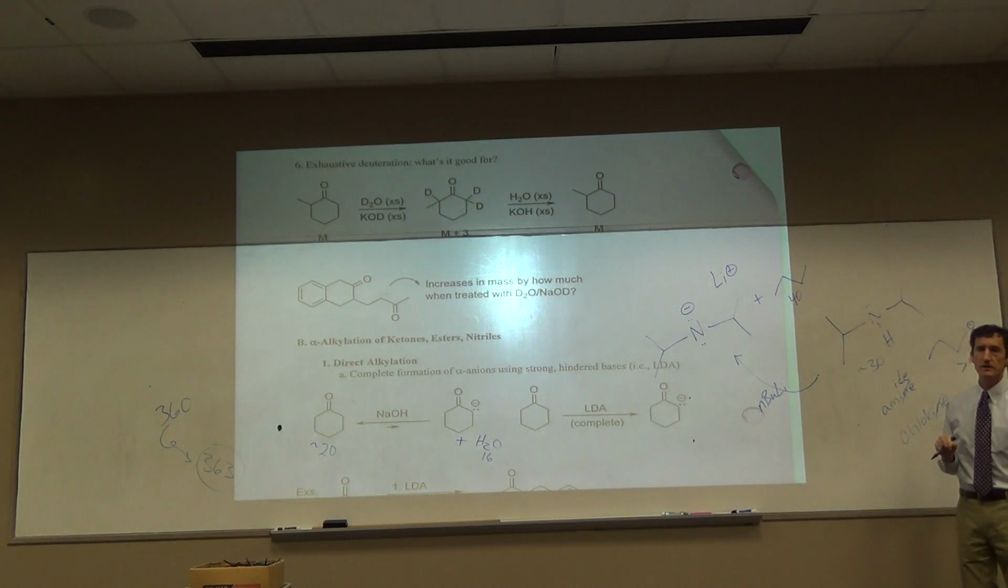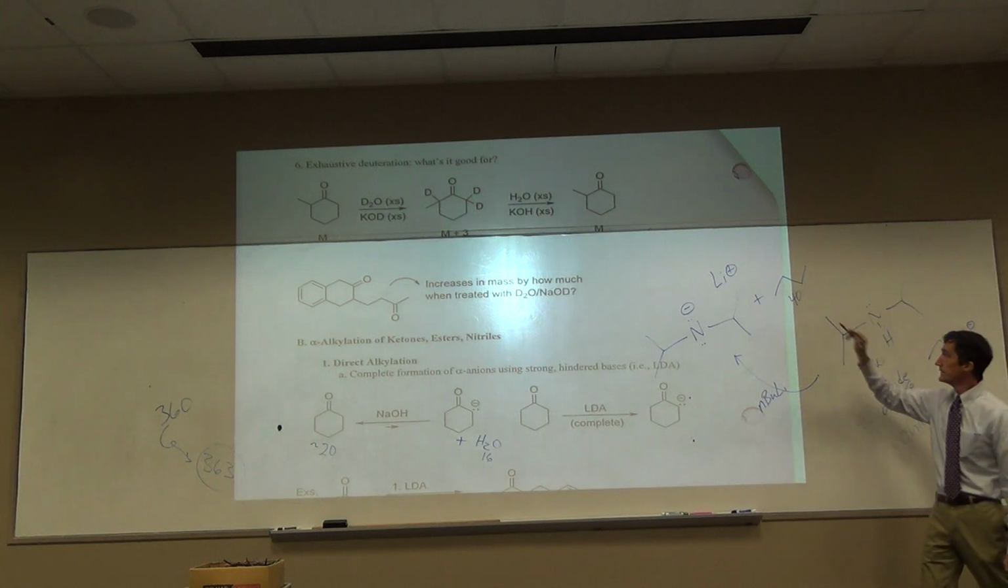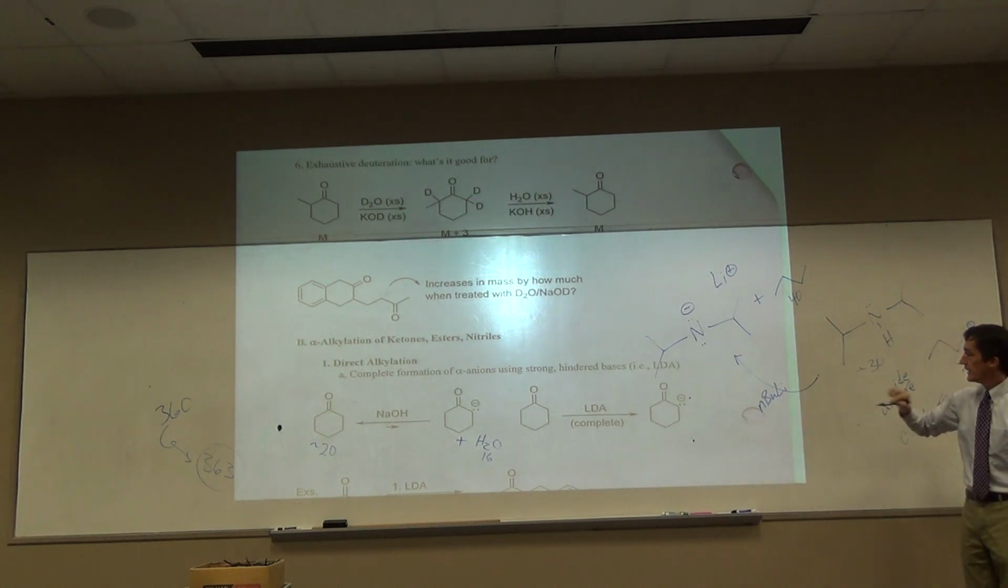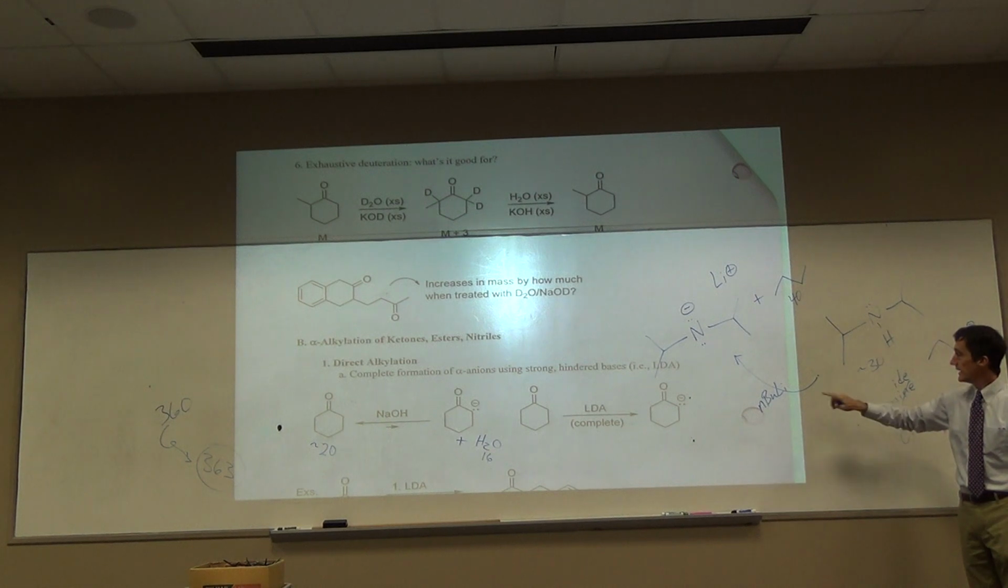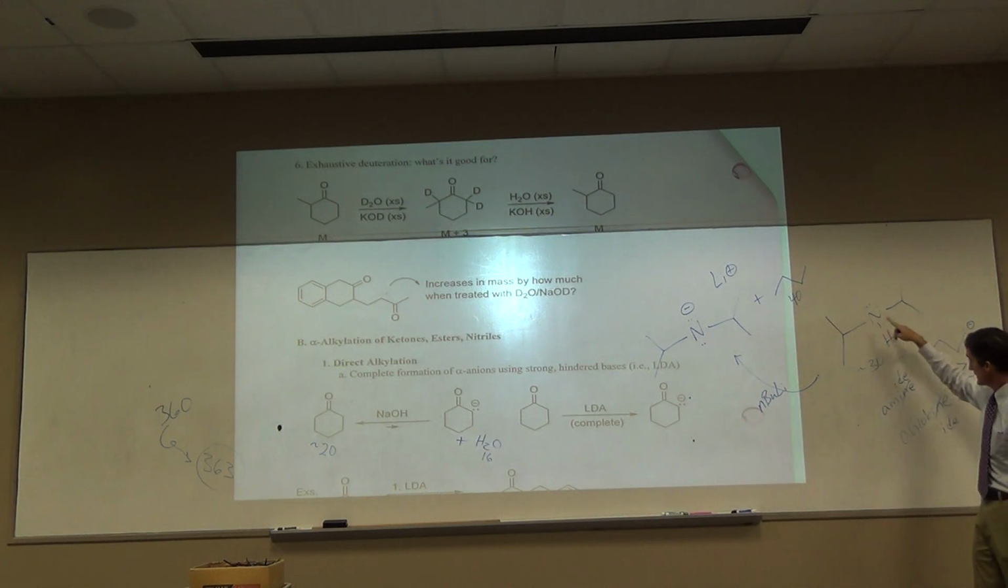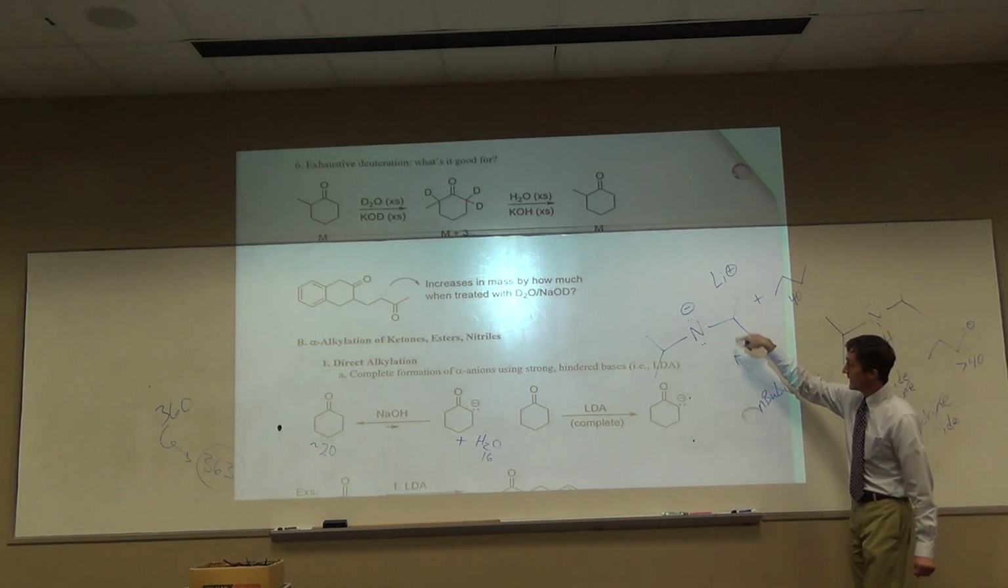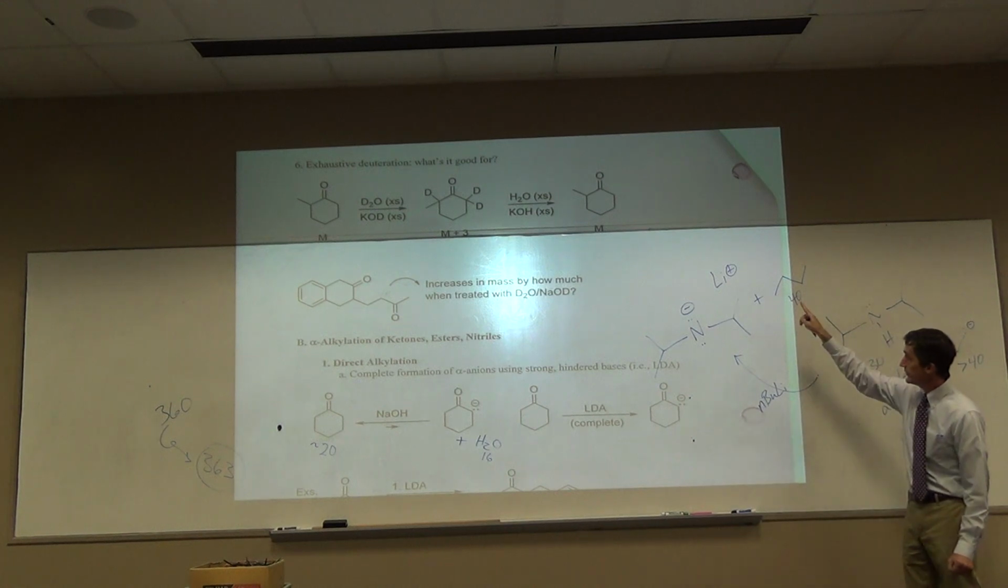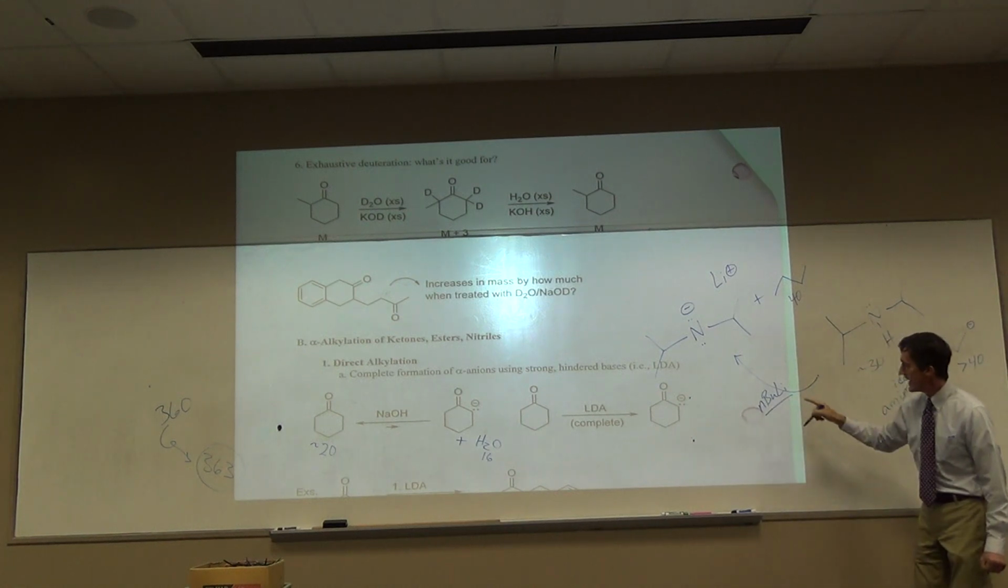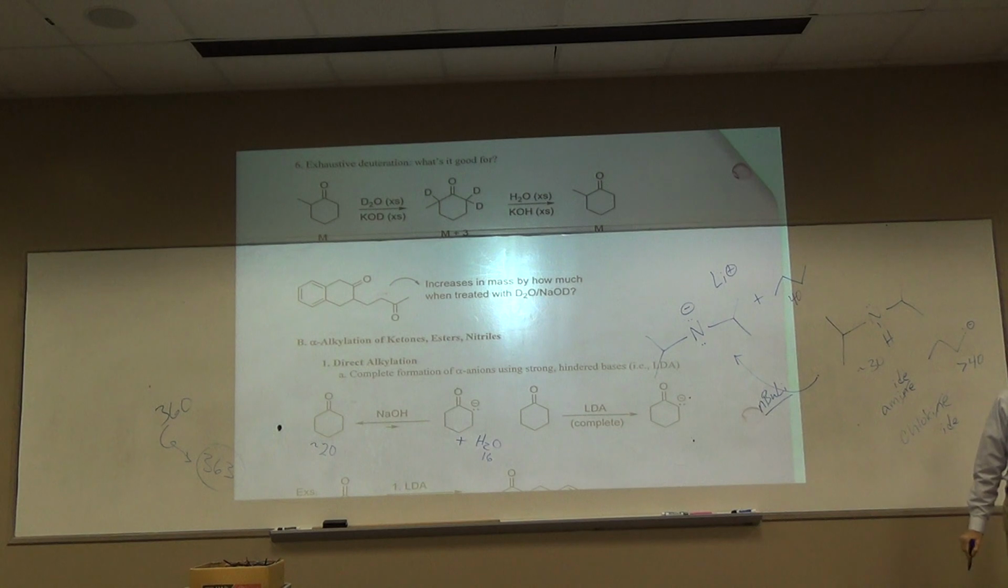Which side's favored? The weaker side. 40. The left side, the weaker acid side. This side's favored. Correct? N-butyl lithium will deprotonate this, and you'll form LDA. The lithium is there because this guy is usually lithium.